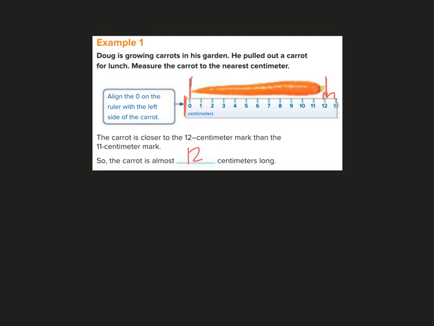The carrot is closer to the 12 mark than the 11 centimeter mark. Well, I'd say it'd be between 12 and 13. Why are they comparing it to 11? Who knows? But anyways, the carrot is almost 12 centimeters. I think they might be measuring this part, the carrot itself and not the extra stem. But then why did they put this line here? Who knows what this book is doing? Anyways, I'd still say it's closer to 12 centimeters.